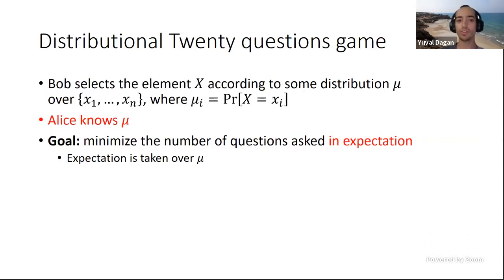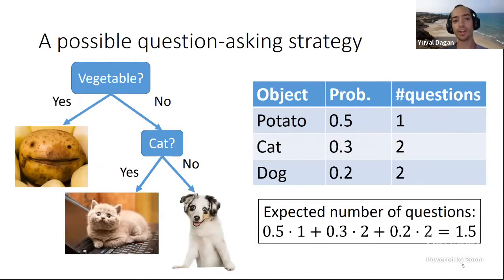And let me explain the second generalization. Here we assume some probability distribution over the element that Bob selects. We call this probability mu, and Alice knows this distribution. Her goal is to minimize the number of questions that she asks in expectation, where the expectation is over this probability distribution. So let's see some examples. Here the potato will be selected with probability 1/2, the cat with 0.3, the dog with 0.2. What is the expected number of questions that Alice asks in this strategy? It can be easily computed to equal 1.5 questions in expectation over a random object.